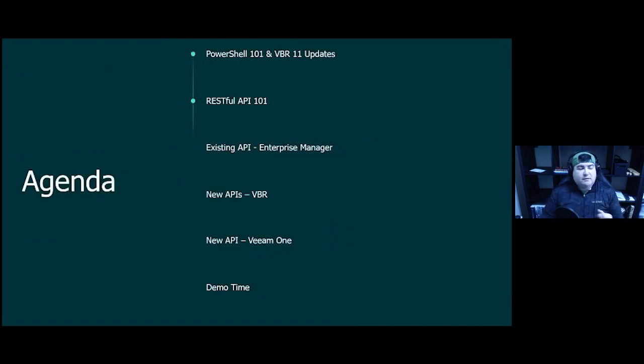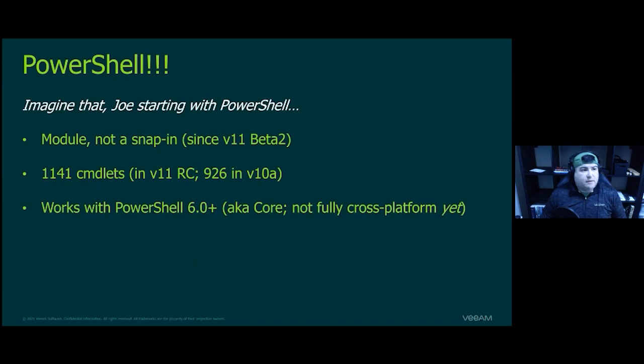So let's get started. We're going to cover some slides pretty quickly just to go over PowerShell 101 and some VBR updates. We're going to cover RESTful API 101. We're going to cover the existing API that we have for Enterprise Manager, just so everybody knows what we're coming from out of version 10. Then we're going to take a look at the new APIs, some details about just the current Veeam APIs in general, and then we're going to get into VBR, the capabilities for Veeam 1, and then it's going to be demo time.